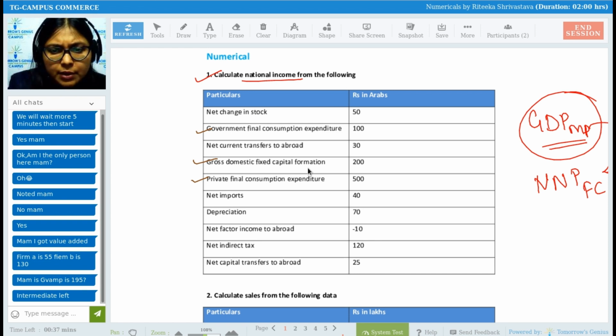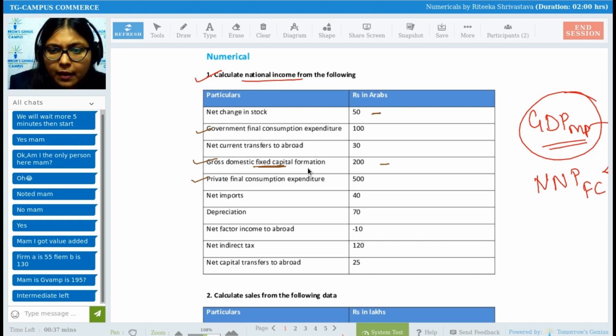Now gross domestic fixed capital formation. For GDCF also we have a formula. Here they have given you fixed capital formation. It's not gross domestic capital formation. We want gross domestic capital formation. So the formula to find gross domestic capital formation is gross domestic fixed capital formation plus inventory investment. Inventory investment is nothing but change in stock. So change in stock is given as 50.